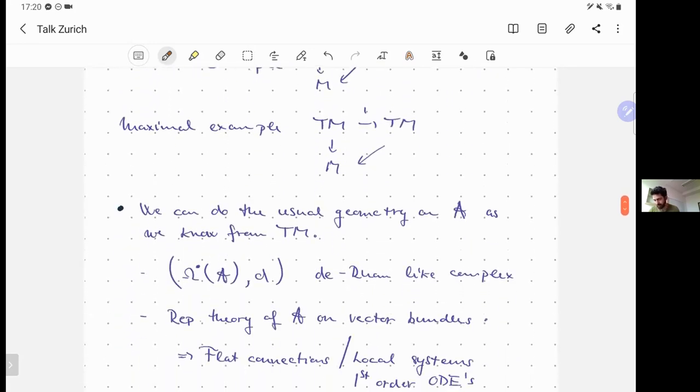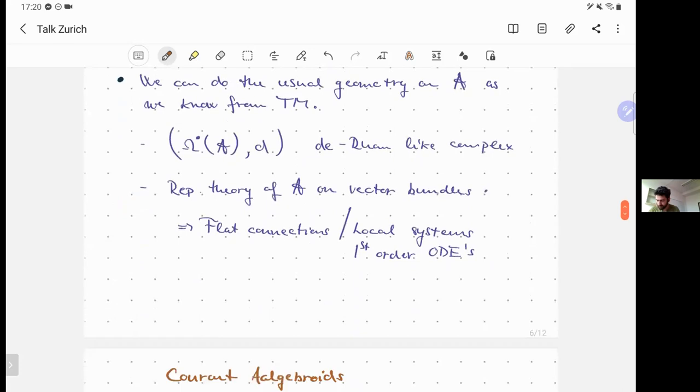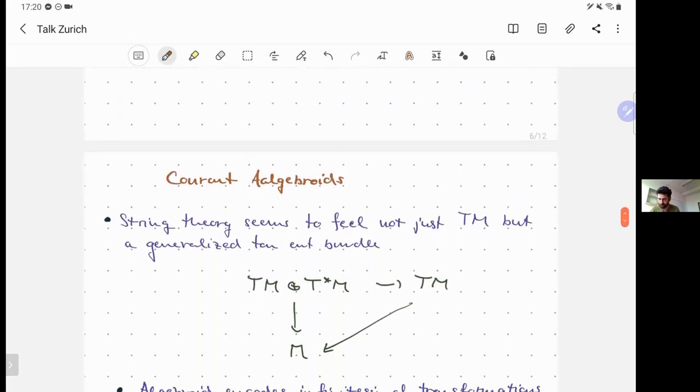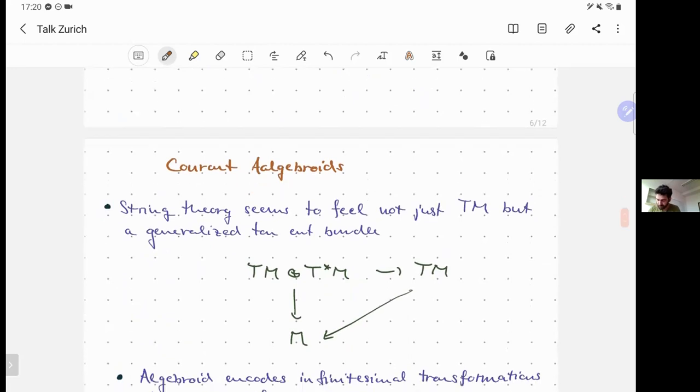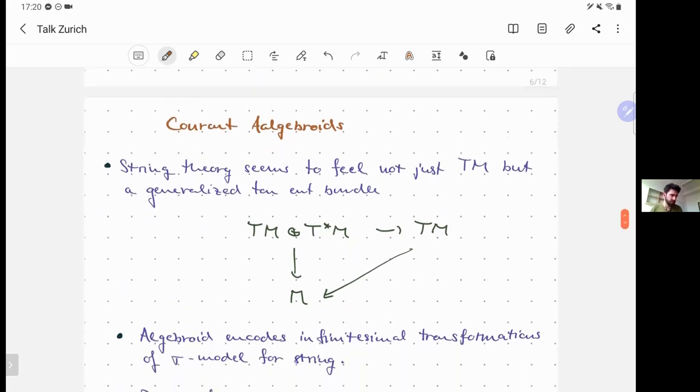They pretty much work like TM. It's just a nice extension of it. What I mean by that is we can define the de Rham operator on them. We can study forms valued in A, and various things just extend to what we know from studying TM over M. Whereas Courant algebroids are the first generalization I want to talk about of the Lie algebroid, and then we'll go even further and merge them in one unified definition.